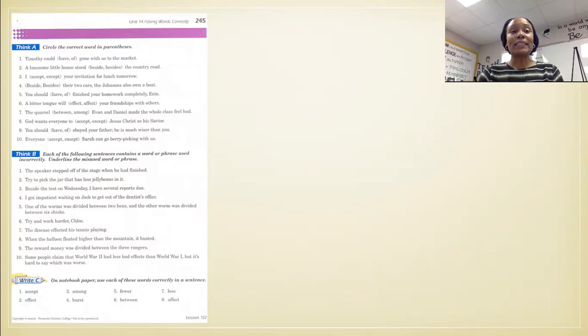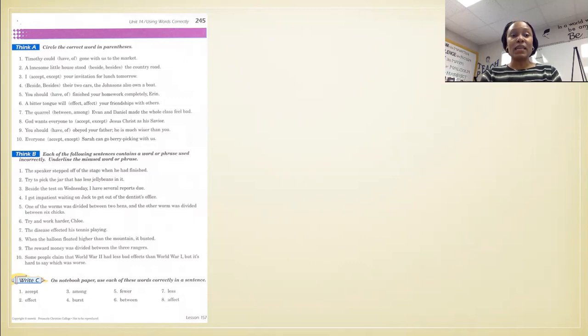So think A says to circle the correct word in parentheses. Number 1 says, Timothy could have or of gone with us to the market. We need a helping verb in this case, not a preposition. The correct word would be have. Timothy could have gone with us to the market. So you would circle the word have in this case.